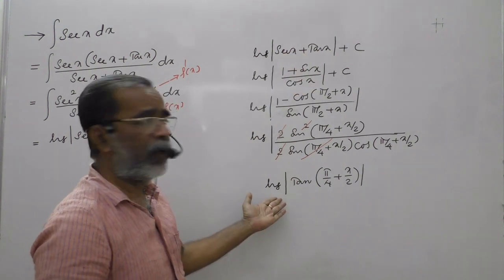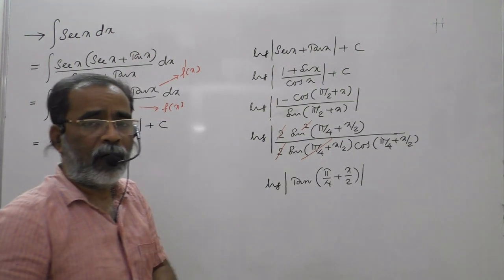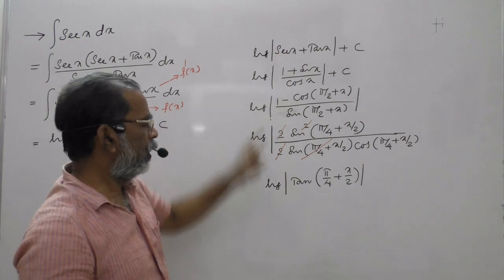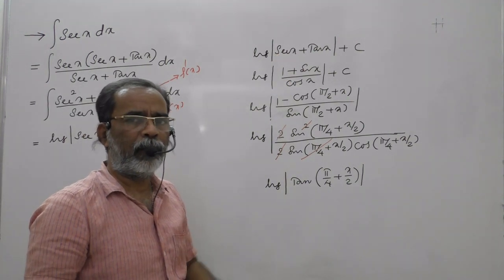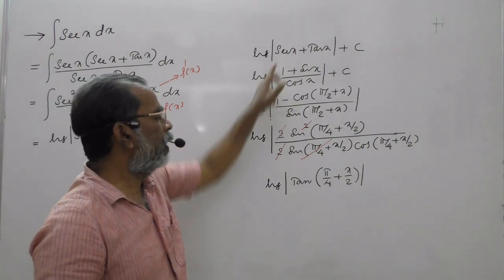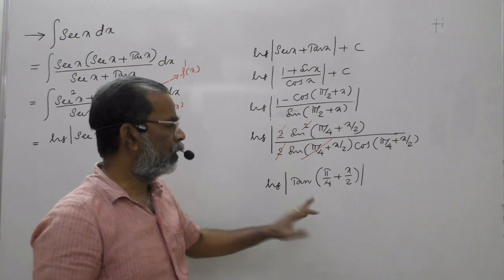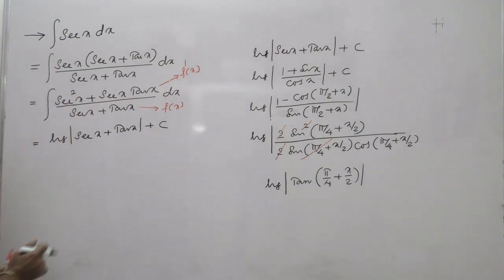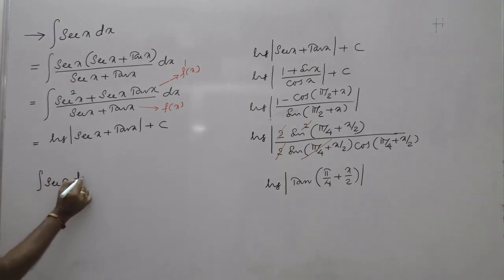Then why did I do this? Why have I done this? Because in objective questions, the answer will be in this form for many problems. That means the answer will frequently be given in this simplified form. For that only I have done this now. Therefore, finally, now you please see the integral of sec x dx.